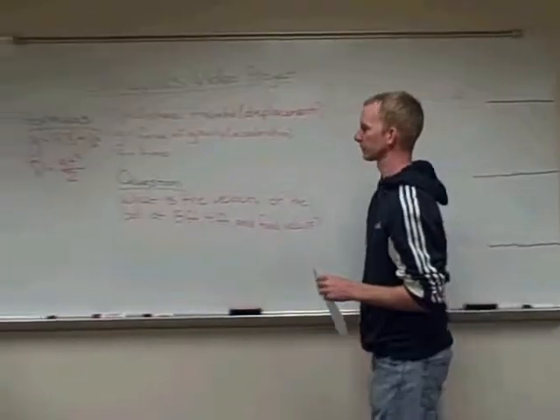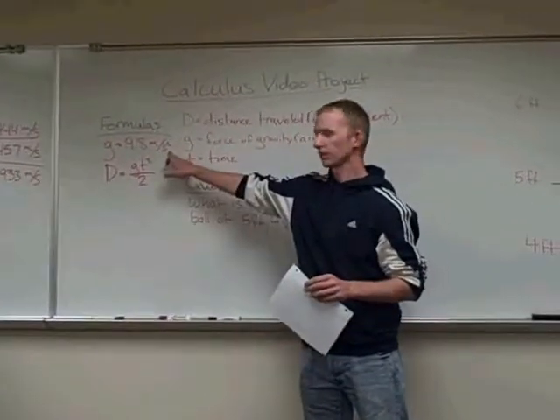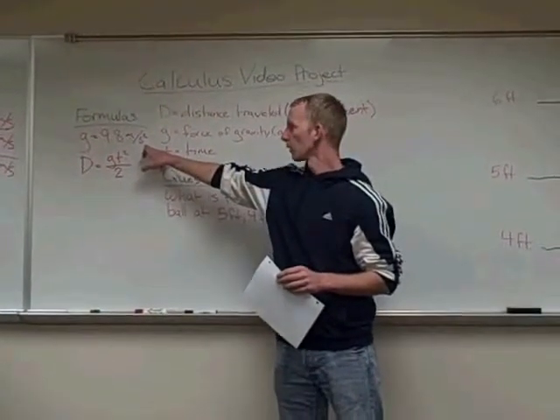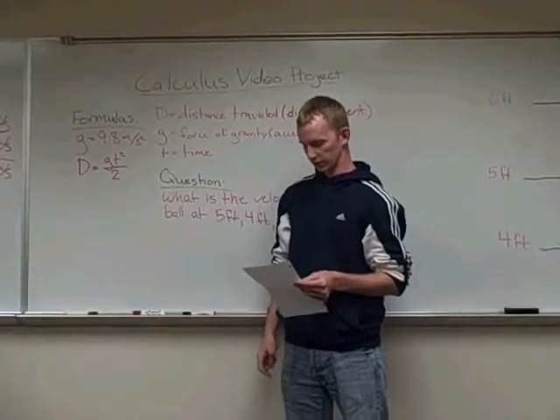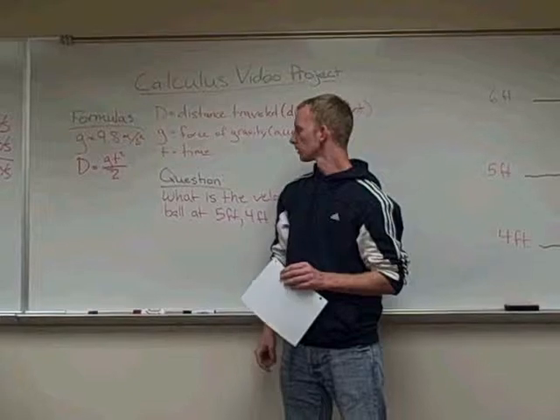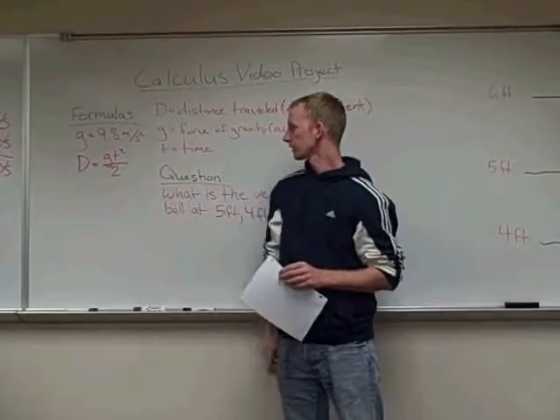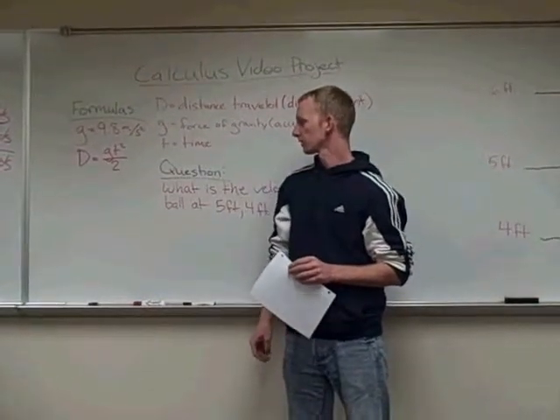Formulas we're going to be using are the acceleration due to gravity, which is 9.8 meters per second squared, and also the displacement, which is gravity times time squared divided by 2.